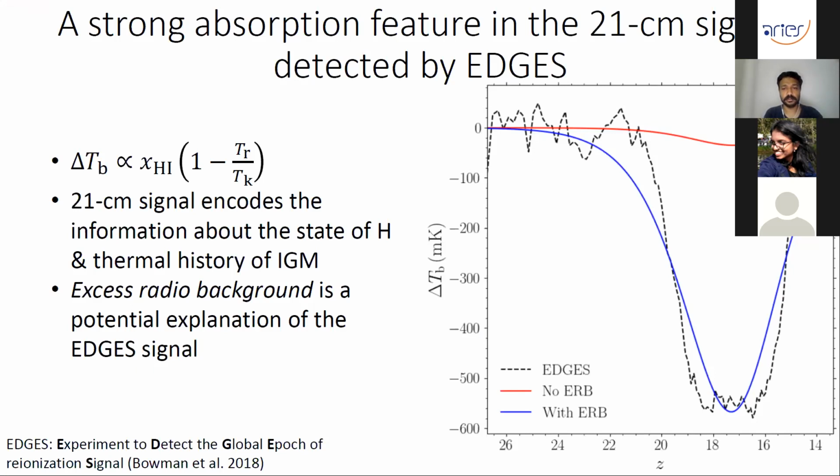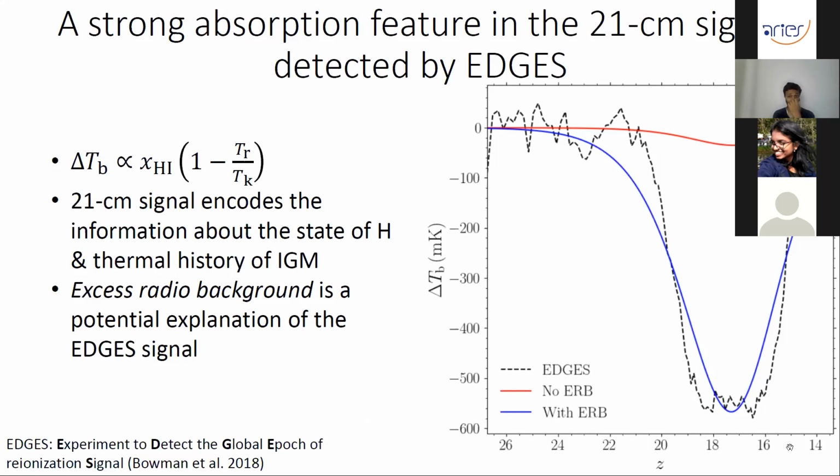One of the potential explanations of this discrepancy is to include an excess radio background. The measurement of the 21 centimeter signal is given by this expression, where XHI is the neutral hydrogen fraction and TR is the total radio background. In standard calculations, we take this to be just the CMB. But if there were an excess radio background, this TR would increase and that would make delta TB more negative, which is how we can explain this large depth. With this excess radio background, the signal is now shown by the blue solid line, and clearly there is a reasonable agreement between observation and theory.